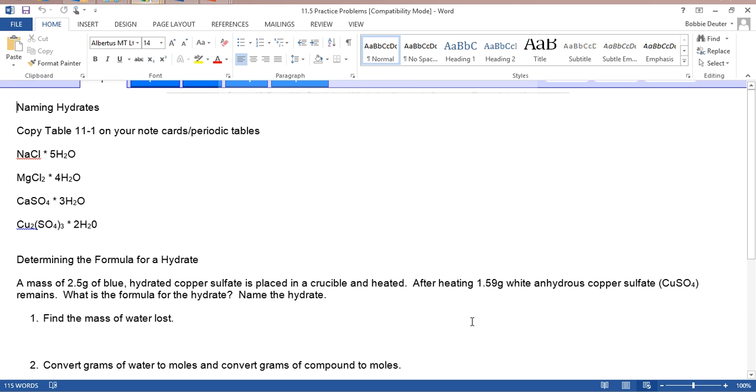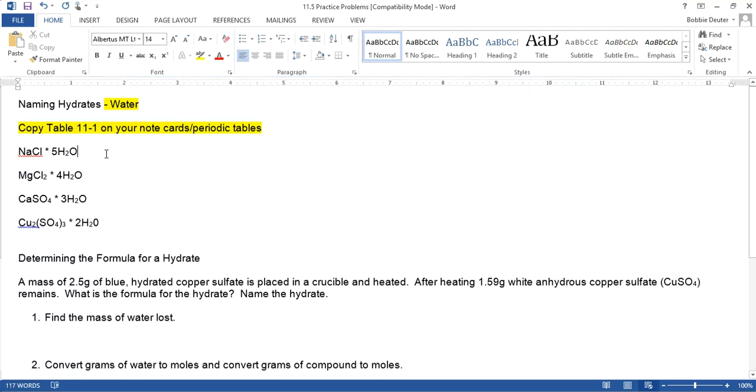Okay, today we're going to talk about hydrates and how we name hydrates. So let's look at hydrate first. A hydrate simply means water. Basically, if you have a hydrate, this is a compound that has water attached to it. On your periodic tables, you can definitely put the following table, 11.1, onto those.